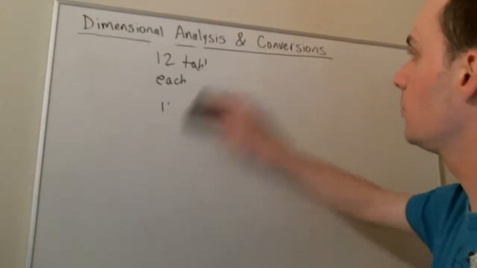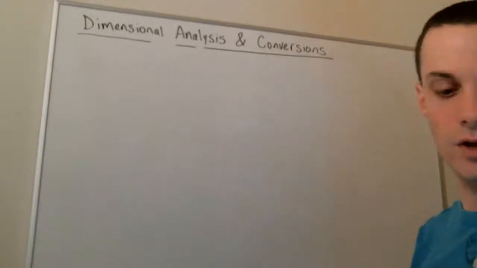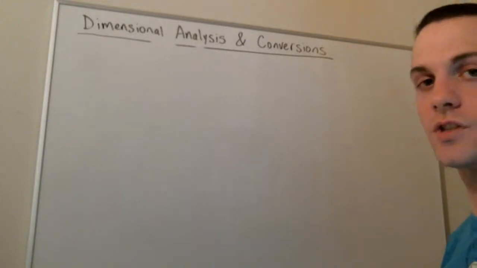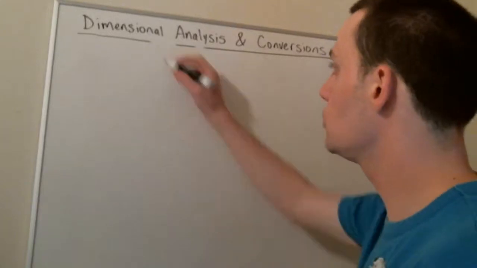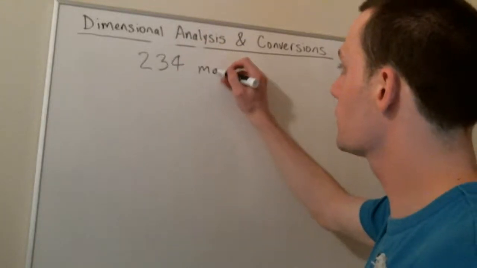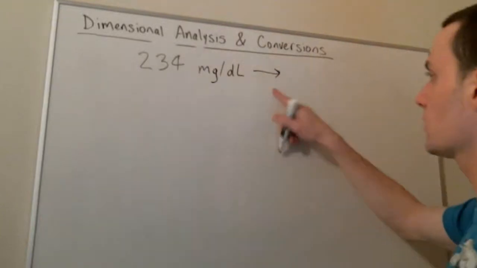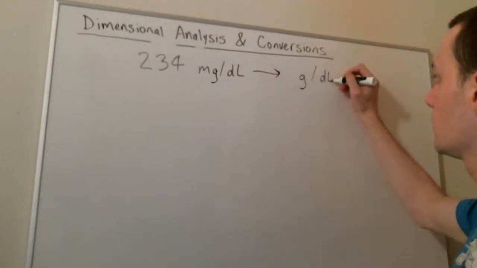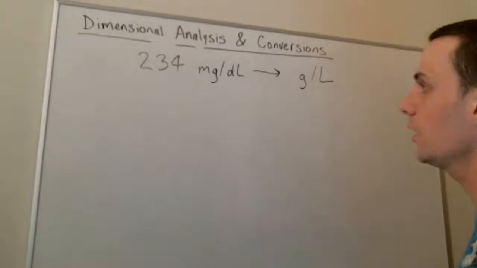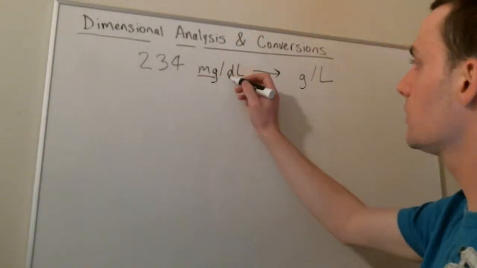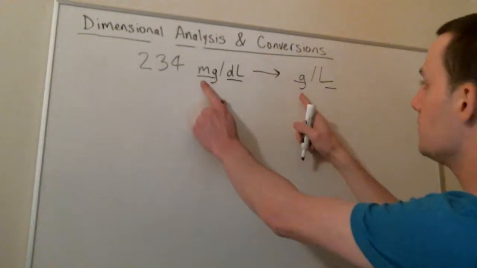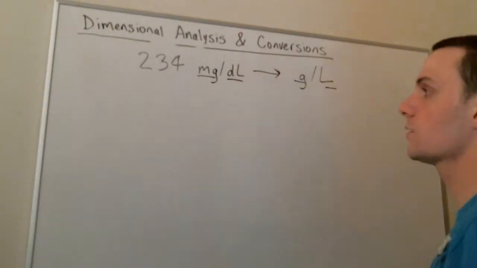Let's take a look at another example. And this example is going to show you how you can use two different conversion factors in order to solve a problem. So let's say you have a patient that comes into a diabetic clinic, and the patient's blood glucose is 234 milligrams per deciliter. What we want to do is convert this measurement into grams per liter. Okay, so to convert milligrams per deciliter into grams per liter, we're going to need two different conversion factors. We need one that relates milligrams and grams, and one that relates deciliters and liters.